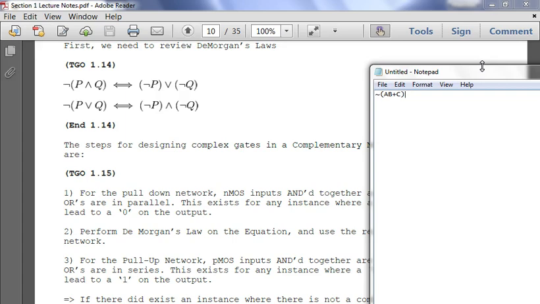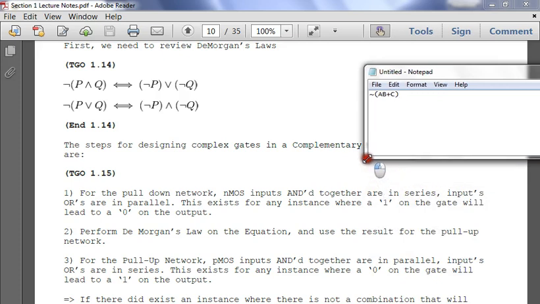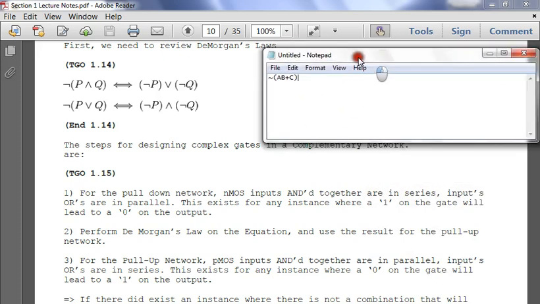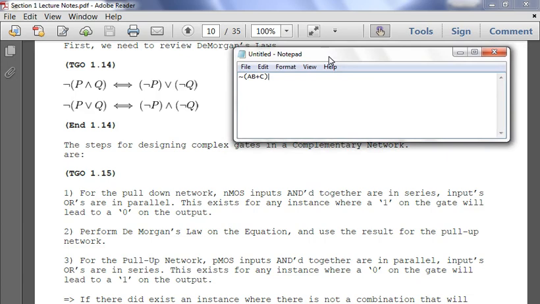But we'll start here. In this first rule, the nMOS inputs ANDed together are in series, and inputs ORed are in parallel. So you're going to have two nMOS transistors, one hooked to A and one hooked to B. They're in series and both tied to ground. Then C is in parallel, so it's OR, right? And you hook those two circuit paths to the output, and that's your pull-down network.